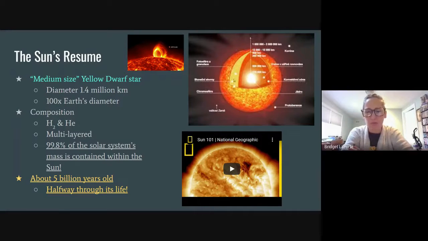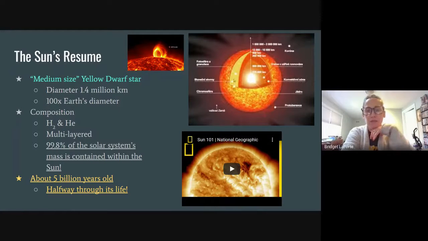And we use that word dwarf kind of loosely. It's still pretty massive. You can see that from the numbers there, 100 times the Earth's diameter, so pretty big. Key components, though, is that stars, including our sun, are made up of hydrogen gas. That's what fuels them. And that hydrogen gas becomes fused together into helium. And that is the energy-making process in all stars, including our sun.